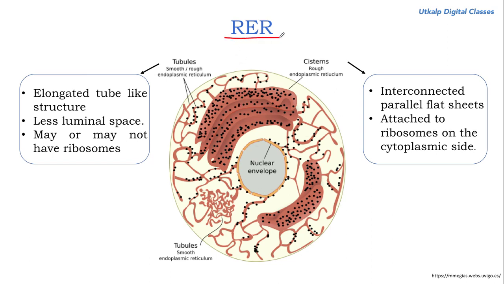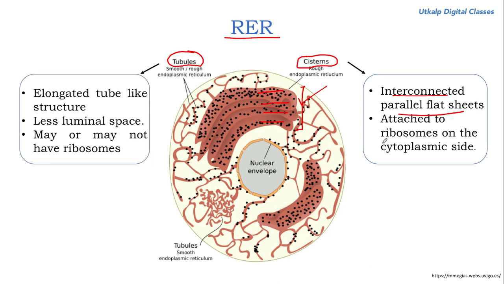Coming to the structure of RER, RER is composed of two structural elements, namely the tubules and the cisternae. Now, what are the cisternae? Cisternae are interconnected parallel flat sheets. Can you see here in the figure? These parallel flat sheets, this is one sheet, this is the next sheet, the third sheet and the fourth sheet. These parallel sheets together constitute the cisternae.